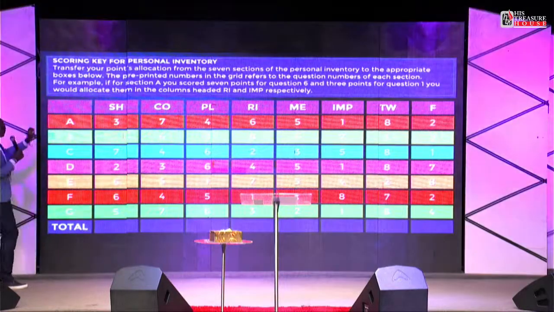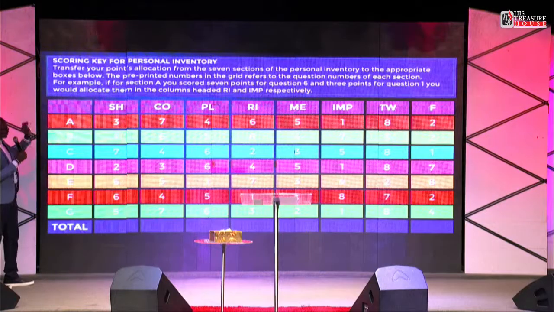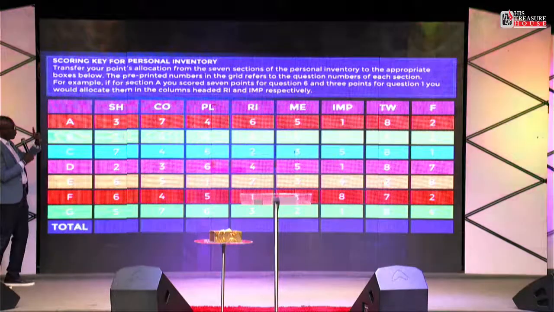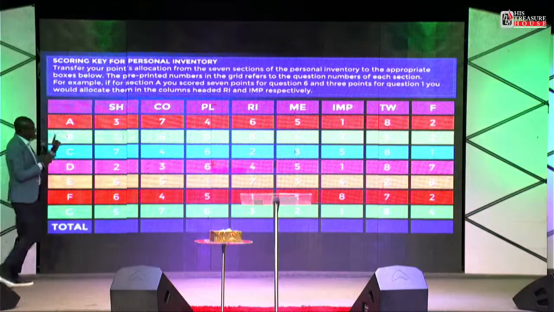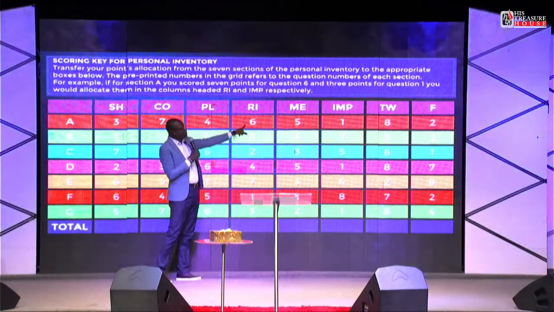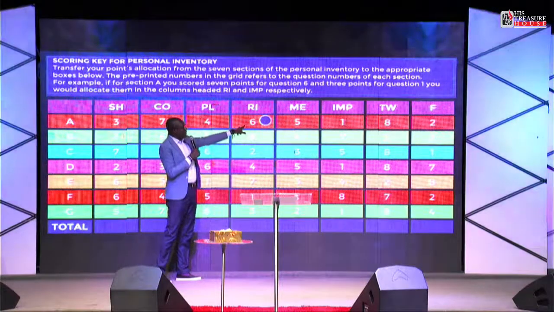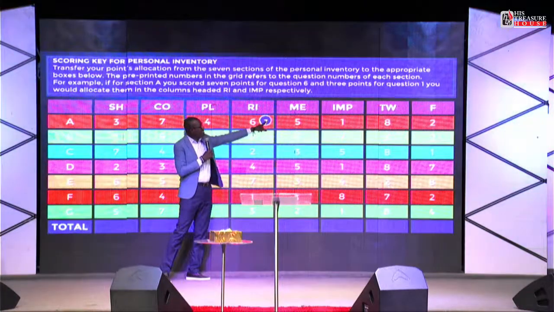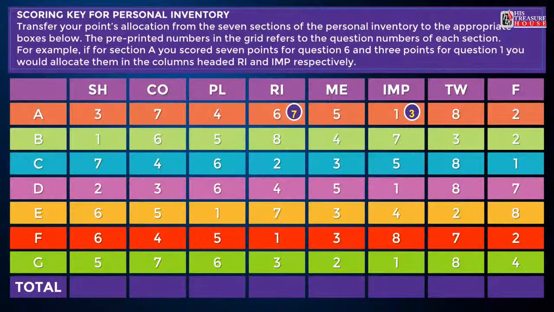Now, for example, if for section A, you scored 7 points for question 6. Please follow me. Please help me press. So this is question 6, 7 points. Please help me press it. I want them to see it. Press it again. So you write 7. For the statement 6, you gave it 7 points. You write your 7, the point, next to that number.